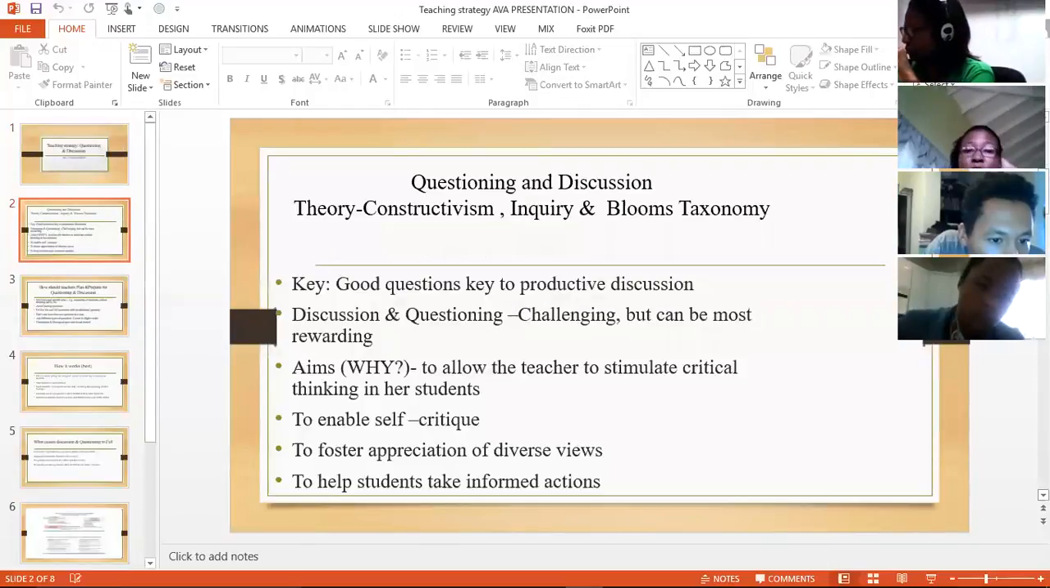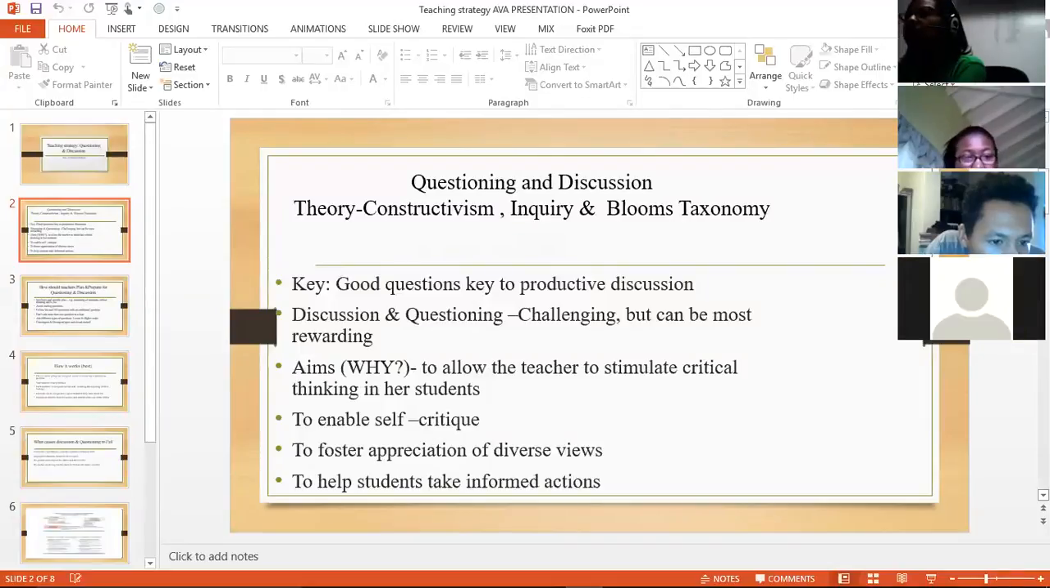The theory that I think question and discussion fell into is constructivism. It also went into inquiry and something to do with Bloom's taxonomy. I know it's not a theory, but it fell within that. And I'm doing them together because even though question and discussion might seem different, it's from your questioning that you generate your discussion. So I thought I'll put them together like a good old couple. They cannot do without each other, so we can do it together as a married couple.